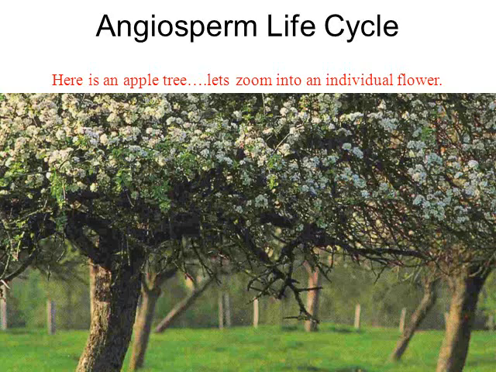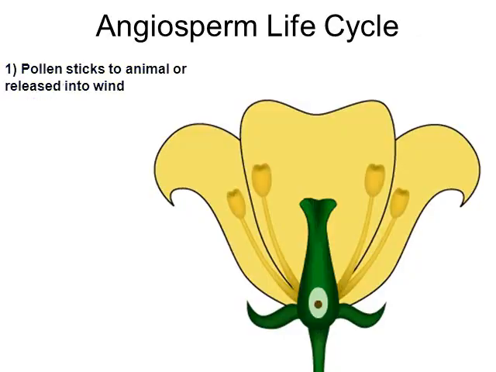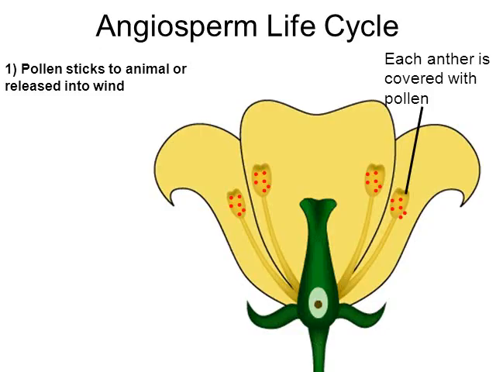Well, let's zoom in to one individual flower of an apple tree. All right, when we do, we see an apple flower here, and the notes say pollen is going to stick. Pollen sticks to animals, or it will often be released into the wind. And notice how in this picture there are four anthers. By the way, four flower parts. Does that make it a monocot or a dicot? I hope you know that would make it a dicot, flower parts in fours or fives. Anyways, back to our notes. In the picture here, you see the four anthers are covered in the red dots. That's the pollen.